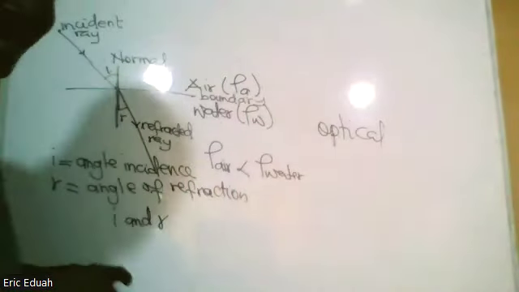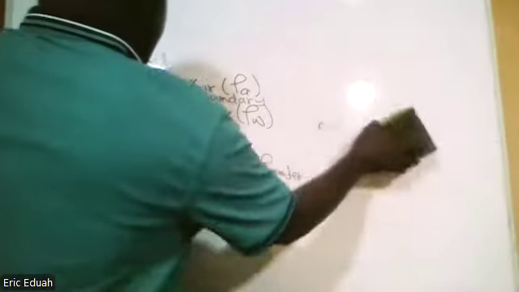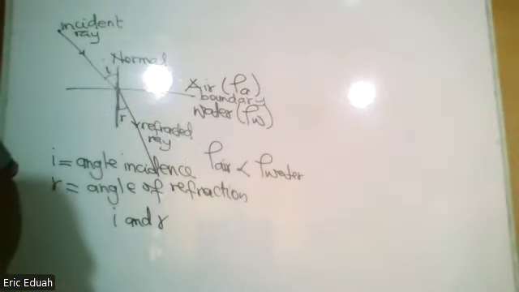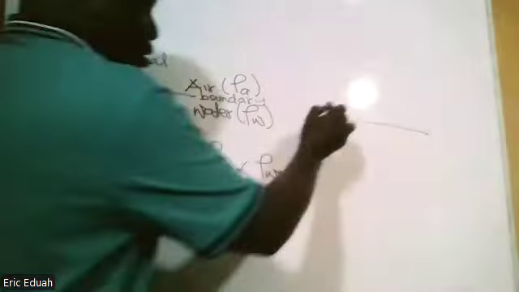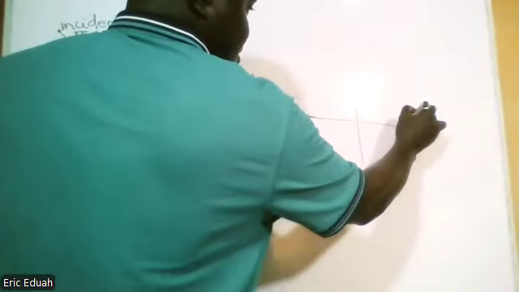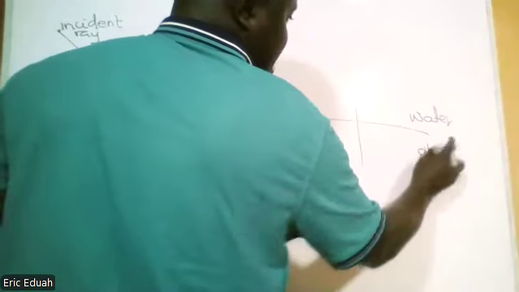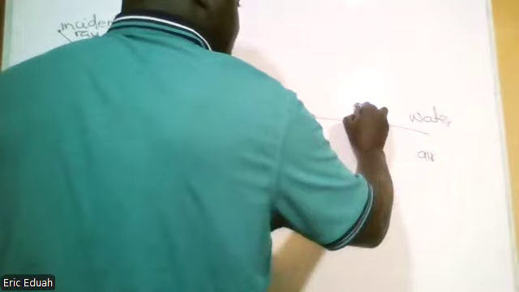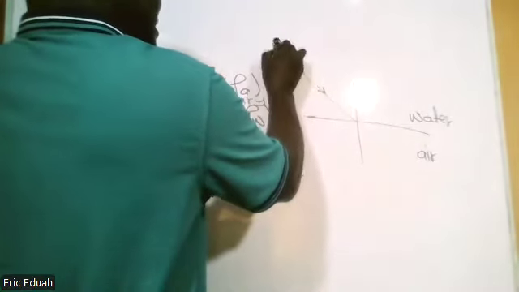Now, when light is propagated from here, we are looking at air to water. What about if we change the direction of the incident light? That's the normal. This is water. This is glass. Air. We have reversed the path of the incident light.